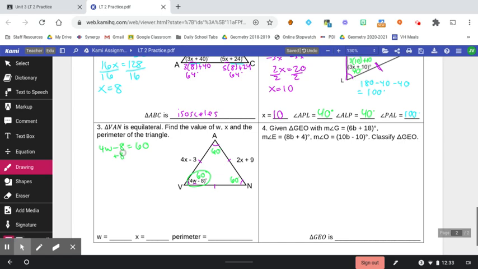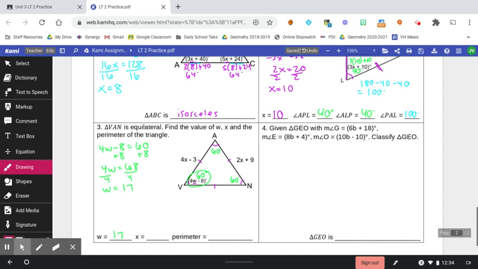So I'm going to add 8 to both sides, and I get 17. So W equals 17. Again, it doesn't mean that angle is 17 degrees. It's just W. If I substitute 17 in for W, I would get 60 degrees. All right, so we're done with the angle part. Let's move on to the segment part.